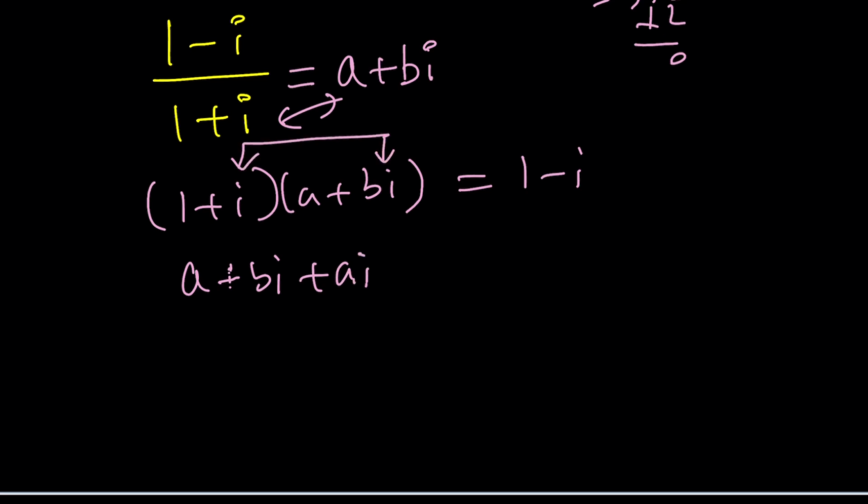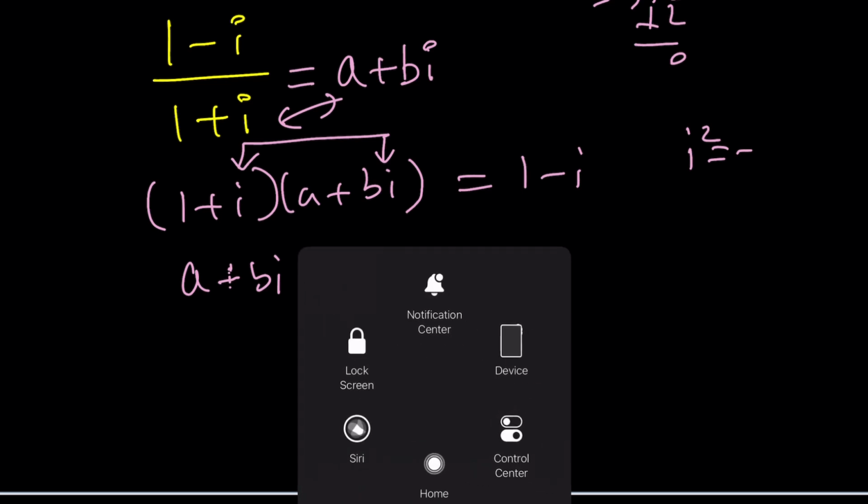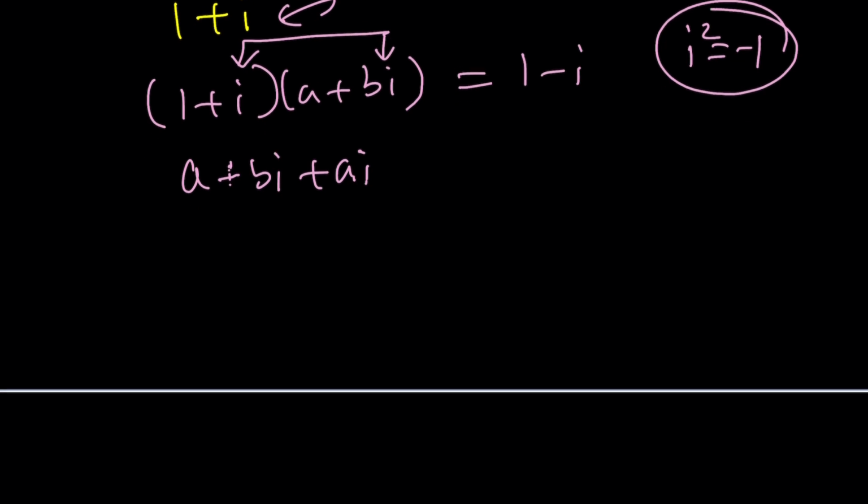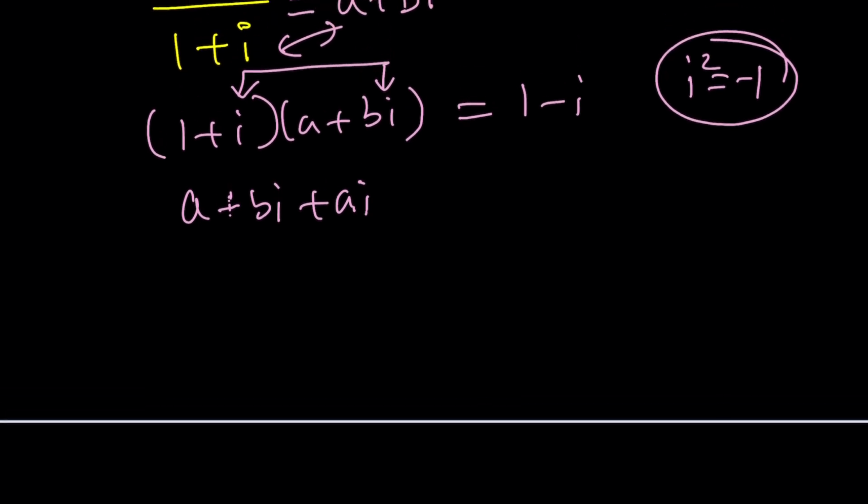Never ever forget, i squared is always -1. i squared is -1 is very important because that's how i is defined. You can also define it as the principal square root of -1 because -1 has 2 square roots, right? Every complex number except for 0 has 2 square roots. So i squared is -1, so bi squared is minus b, and this equals 1 minus i.